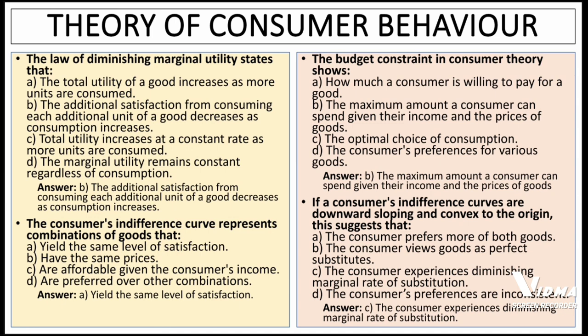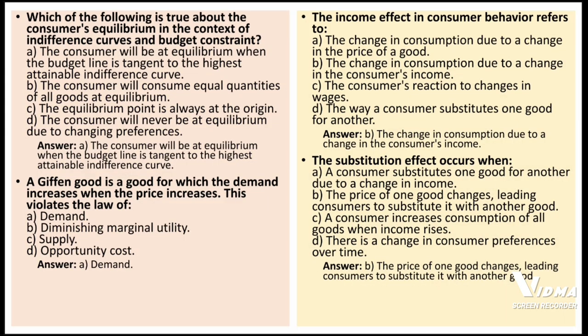The budget constraint in the consumer theory shows, answer is B, the maximum amount a consumer can spend given their income and the prices of goods. If a consumer's indifference curves are downward sloping and convex to the origin, this suggests that, answer is C, the consumer experiences diminishing marginal rate of substitution.